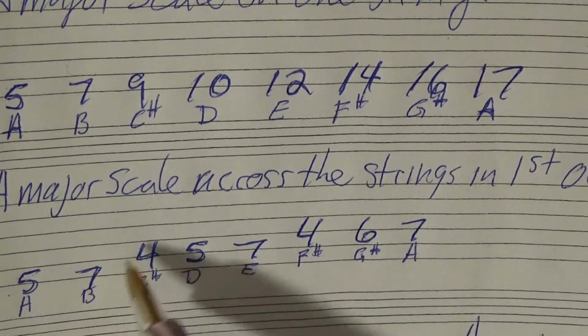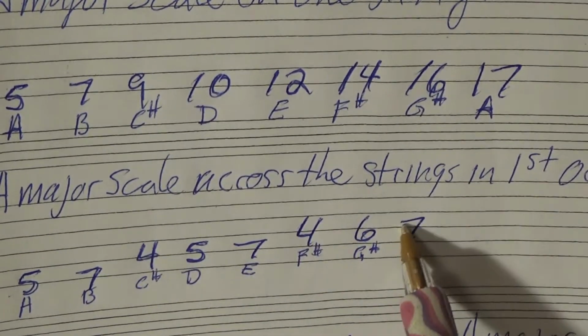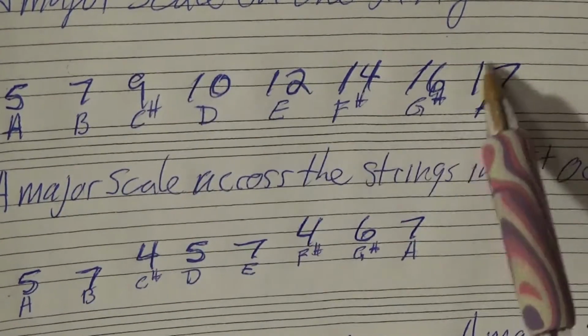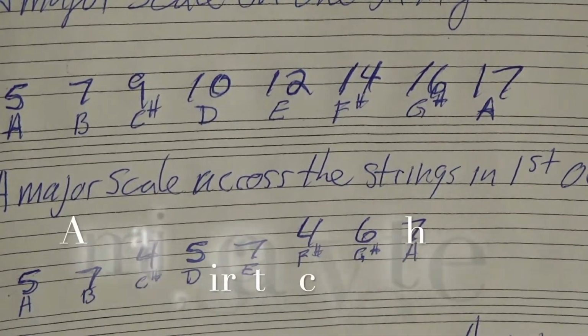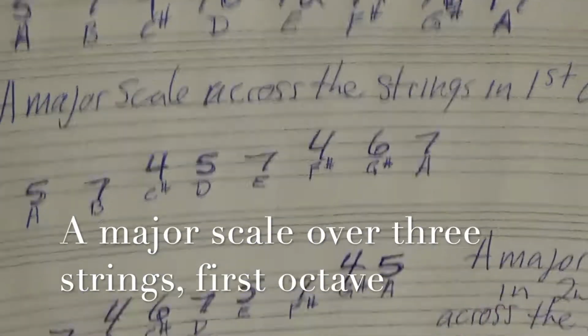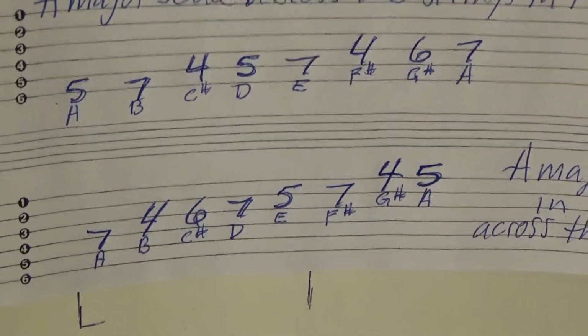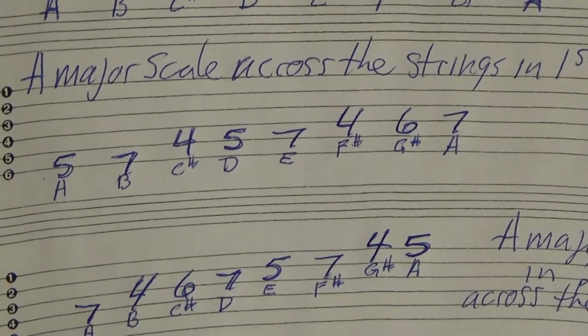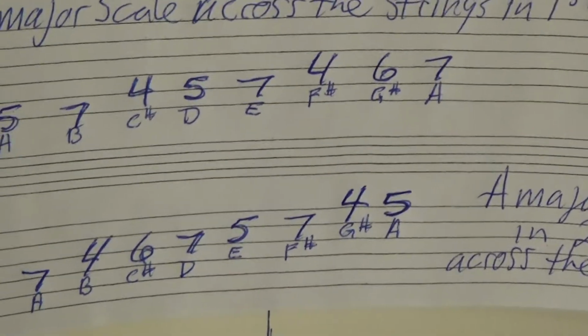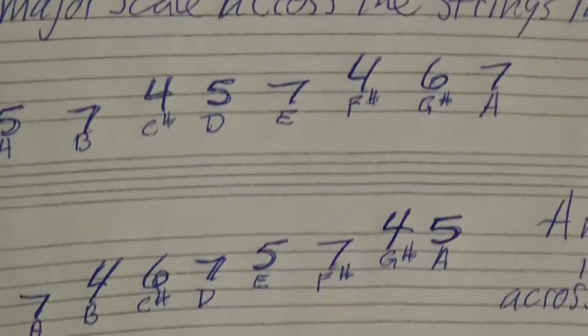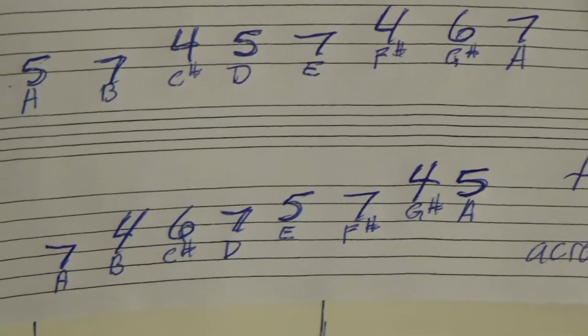Okay, so do, re, mi, fa, sol, la, ti, do. Now we're playing this over 3 strings, the 6th string, the 5th string, and the 4th string, okay? And that's in the 1st octave. Now we could also do it in the 2nd octave as well, okay? If we look at this, I know this probably isn't the best presentation, but I think it's going to get you to understand what you're looking at here, okay?